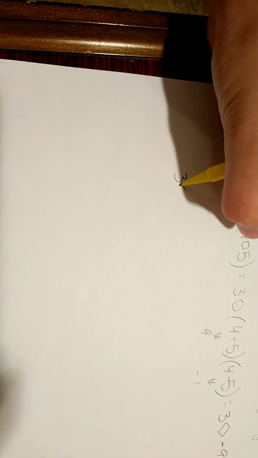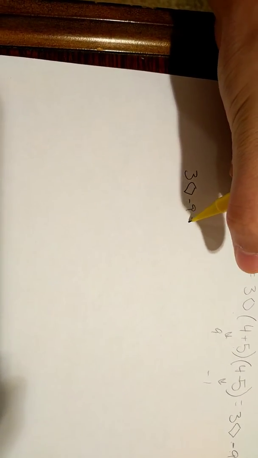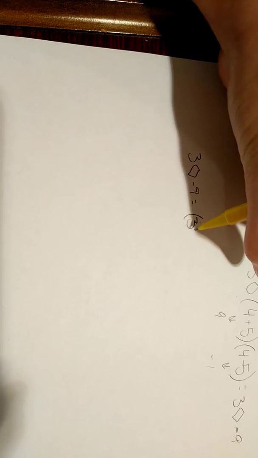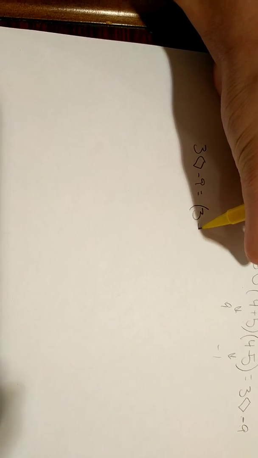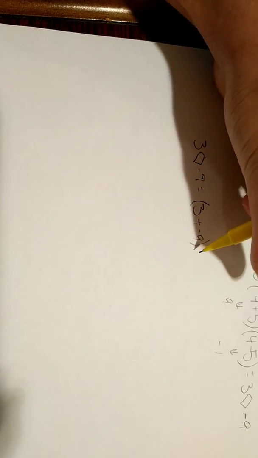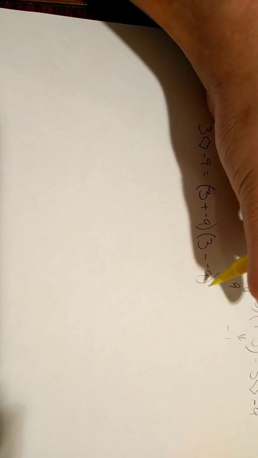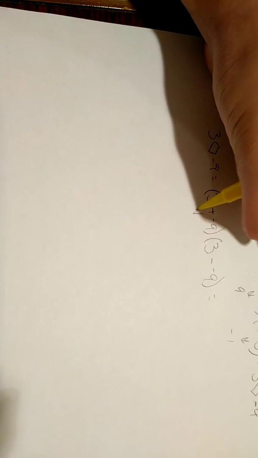And now 3 diamond minus 9 is going to be equal to 3 plus negative 9 times 3 minus negative 9. That's going to be equal to, this is minus 6, and this right here is 12, so it's going to be equal to 12 times minus 6, which is negative 72, which is our answer.